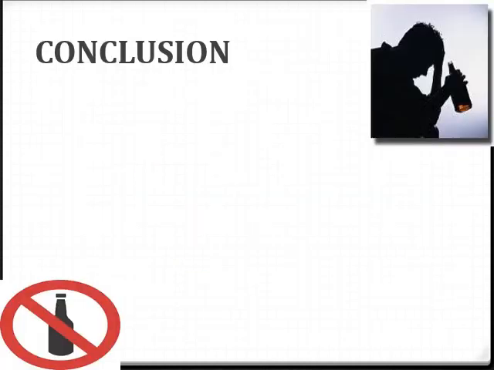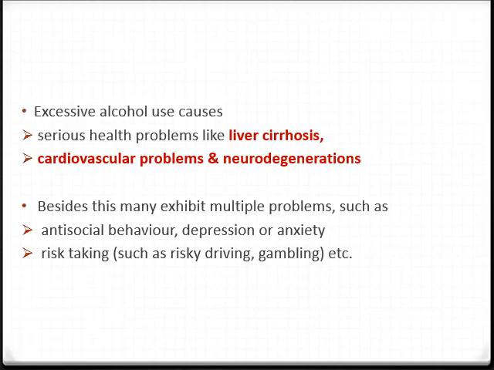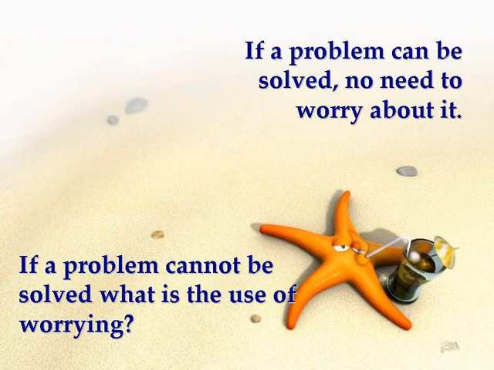So coming to the conclusion, what have you understood? Alcohol consumption is injurious. Excessive alcohol use causes serious health problems like liver cirrhosis, cardiovascular problems, neurodegeneration, etc. Besides this, many exhibit multiple problems such as antisocial behavior, depression, or anxiety, risk taking, specifically risky driving, gambling, etc. So the moral of the story is do not consume alcohol. Excess alcohol consumption can lead to dangerous effects to the human body.